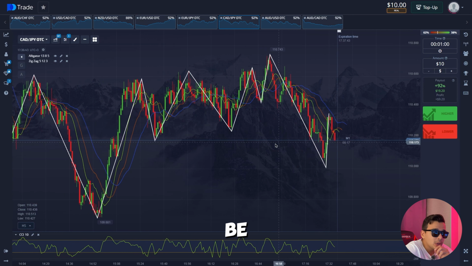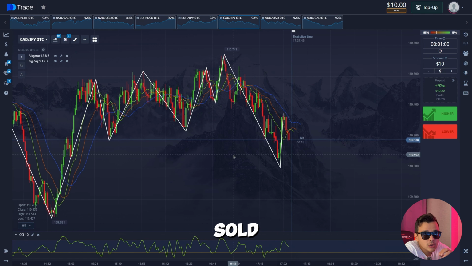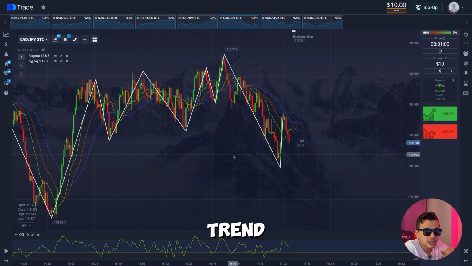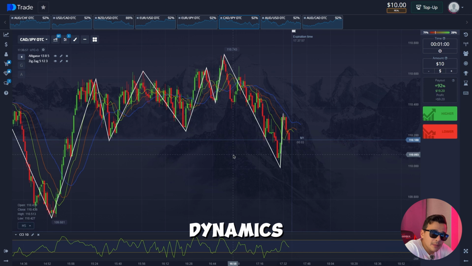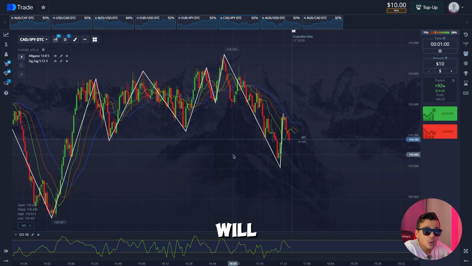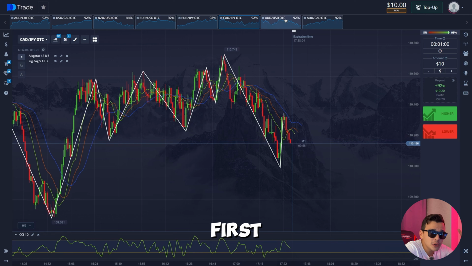This strategy can be used for trading from the oversold and overbought area, as well as to open a trade on the uptrend, open a trade on the price pullback. And you can also trade in the flat dynamics of movement. So today will be very interesting. Let's start trading and pick our first currency pair.